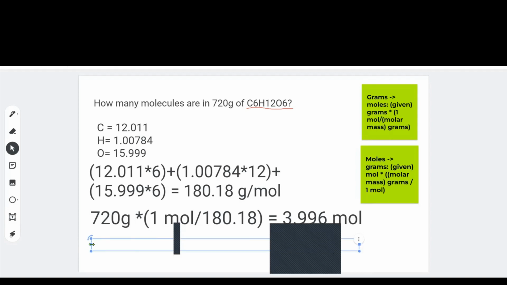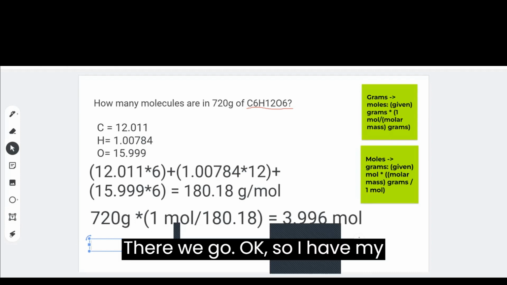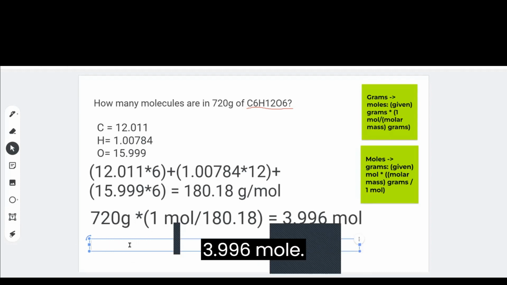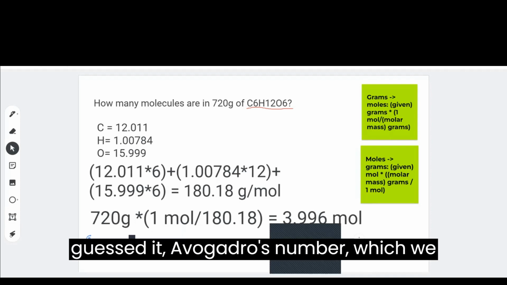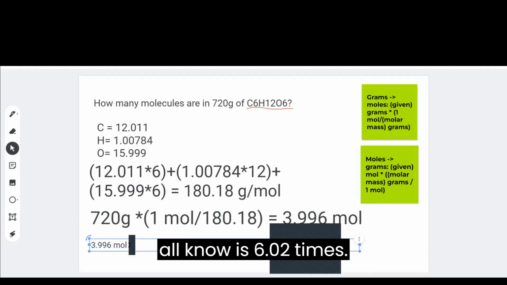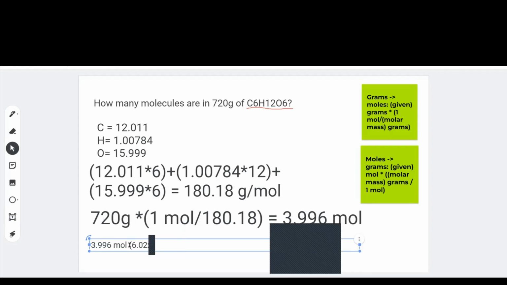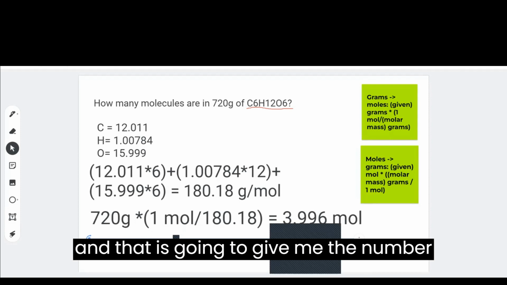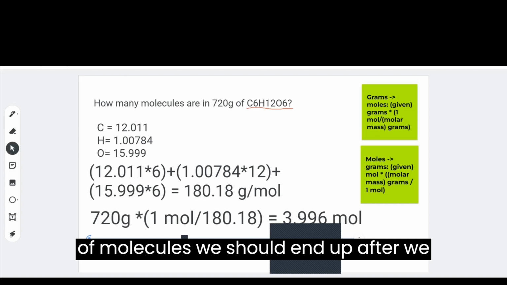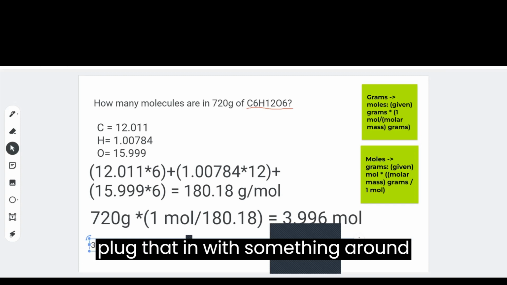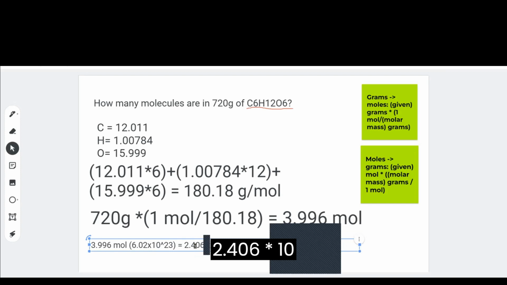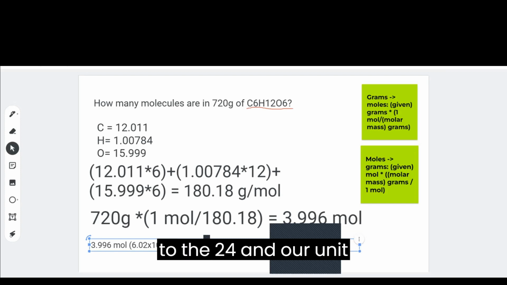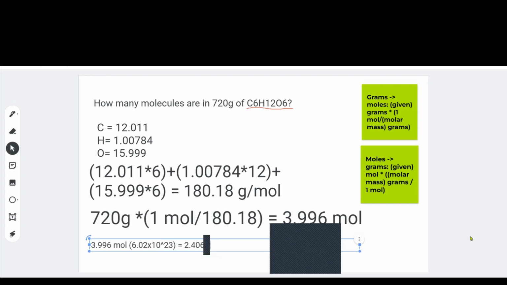Okay. So I have my 3.996 moles, and I'm going to multiply that by, you guessed it, Avogadro's number, which we all know is 6.02 times 10 to the 23rd. I'm going to multiply these two values, and that is going to give me the number of molecules. We should end up, after we plug that in, with something around 2.406 times 10 to the 24. And our unit here is particles.